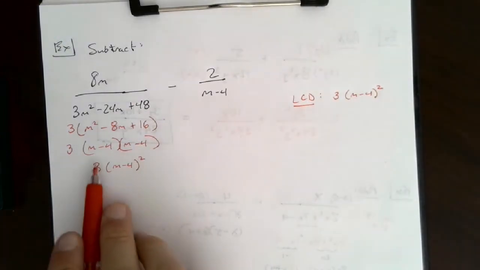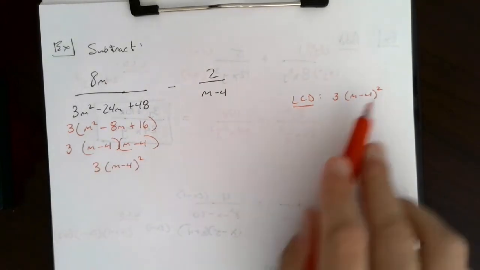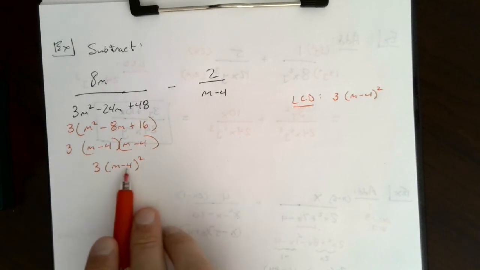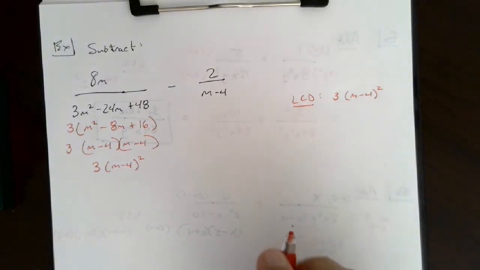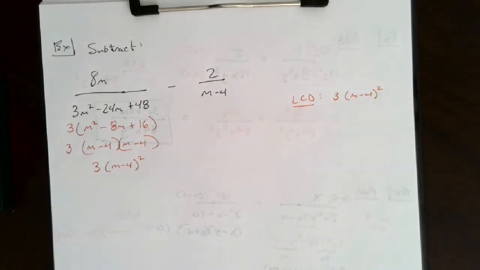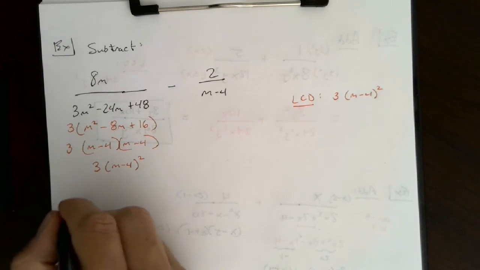And that's why it's important. If you didn't write that as squared there and you left these separately, you might write this as m minus 4 to the first power. But you need it as the second power because the highest power that you see in either fraction. So it's m minus 4 squared. Once you have that, you want to rewrite each fraction using the LCD.